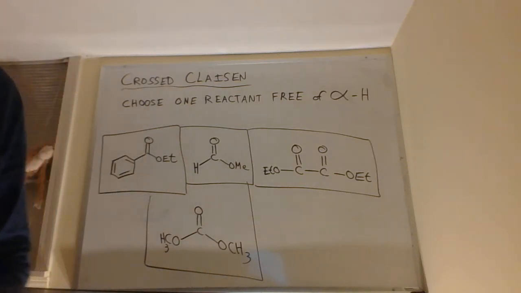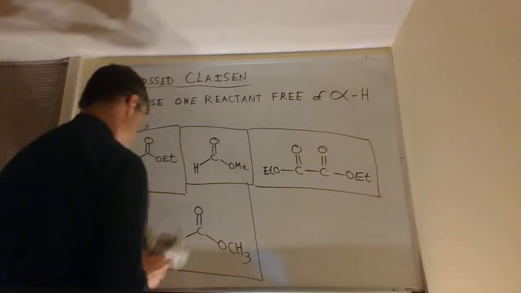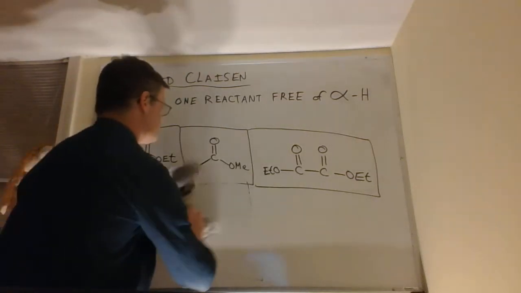So let's look at an example of using some of these in a cross Claisen.